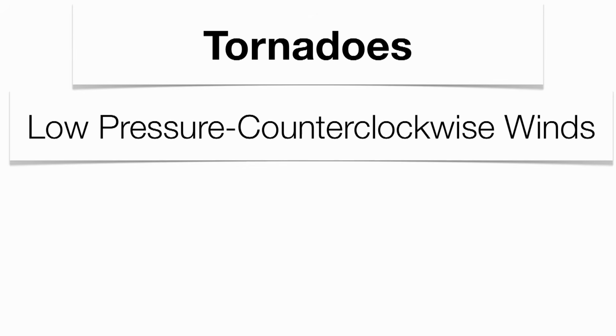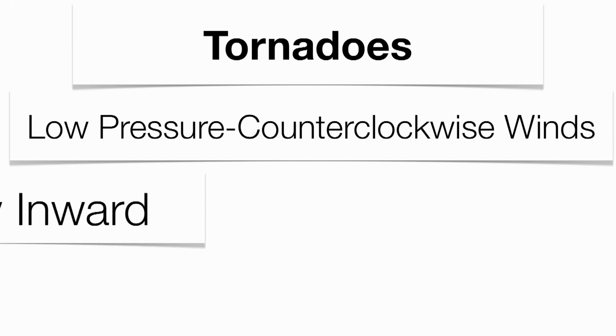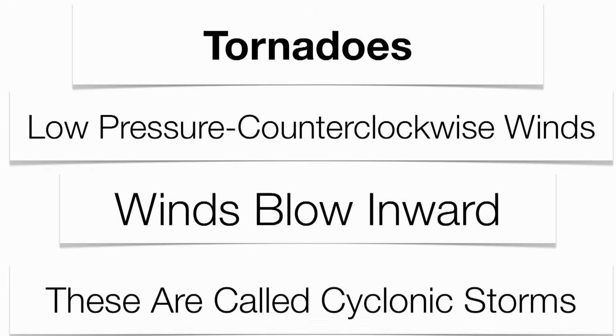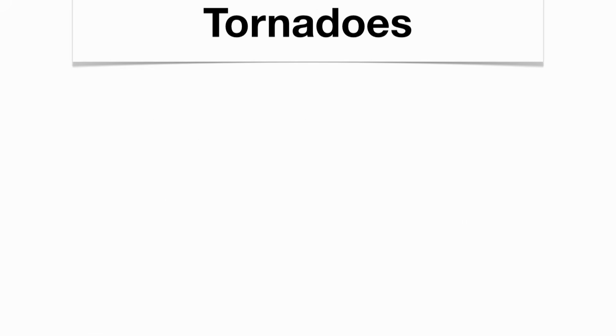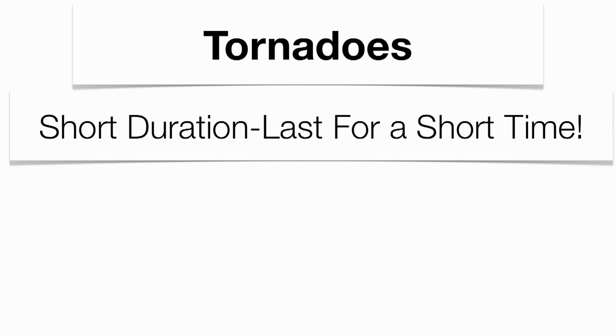Tornadoes. Big similarity, low pressure, counterclockwise winds. You're going to end up getting winds that are going to blow inward, and again, these storms are also called cyclonic in nature as well. Now tornadoes, okay, big difference here. Hurricanes can last for weeks at a time. Tornadoes last for a very short period of time, a matter of minutes in some cases.